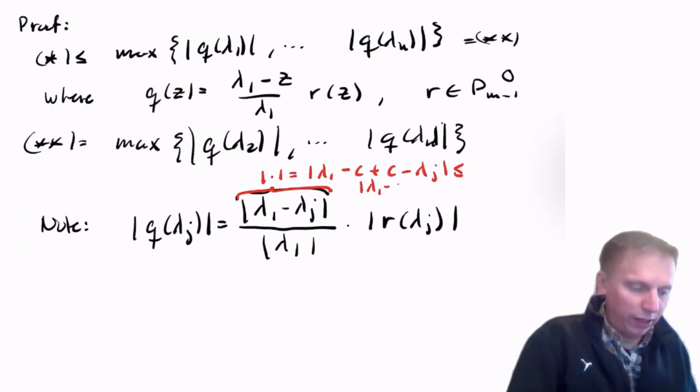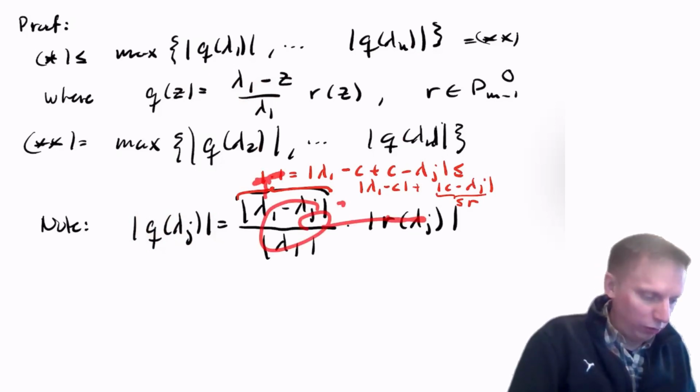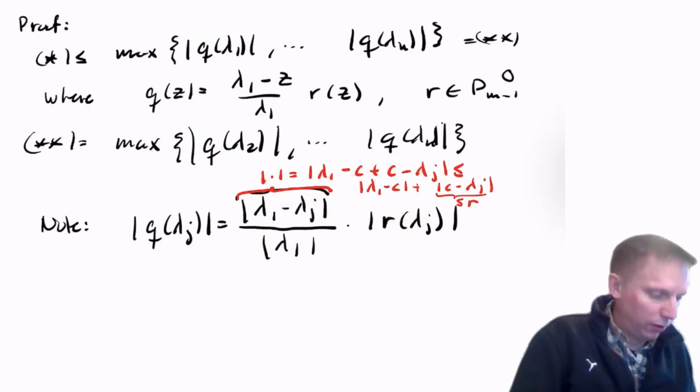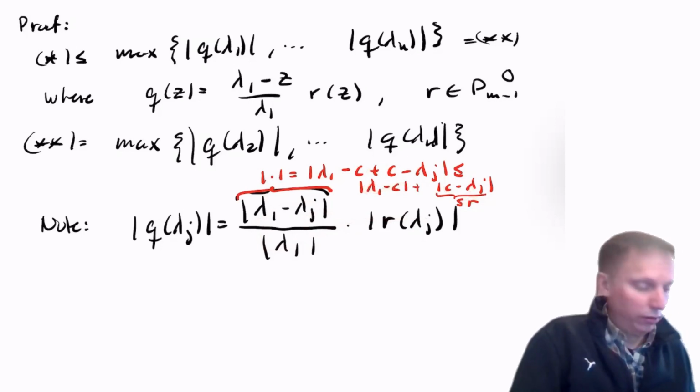Now we use a property of the specific polynomial here. So let's look at the absolute value of q of lambda j, where j is somewhere between 2 and n. We have this expression, and we take the absolute value of the numerator. We see that we can add and subtract c, so we get lambda 1 minus c and c minus lambda j, and we can split this up. Because lambda j is at most distance r from c, we have a bound here, and so we get exactly this coefficient.